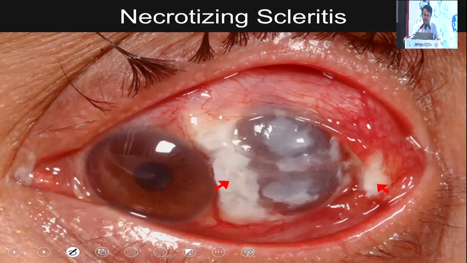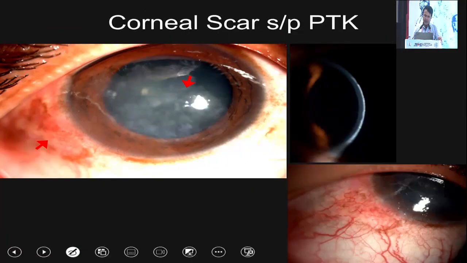Necrotizing scleritis. This is definitely necrotizing scleritis, but not immunologically mediated necrotizing scleritis, but a tumor-induced necrotizing scleritis. You can see exuberant keratin again. So what I'm trying to stress upon is the fact that keratin is one of the signatures of ocular surface squamous neoplasia, and that will help you diagnose it in atypical situations.